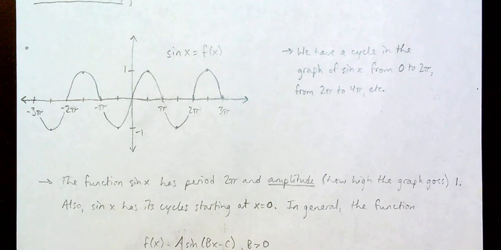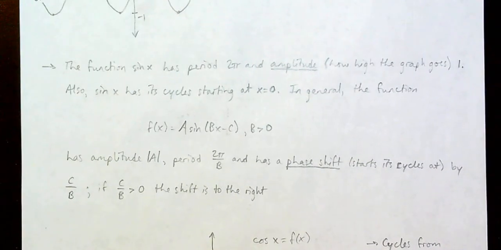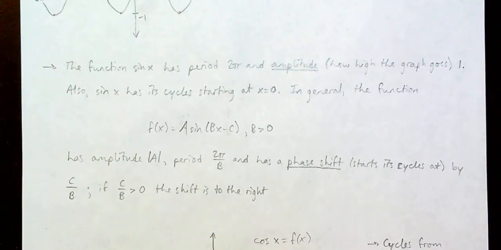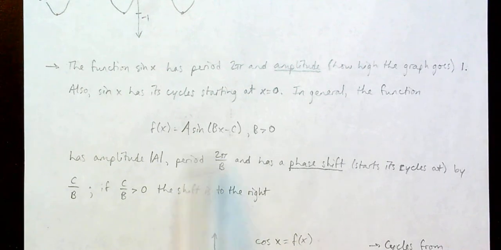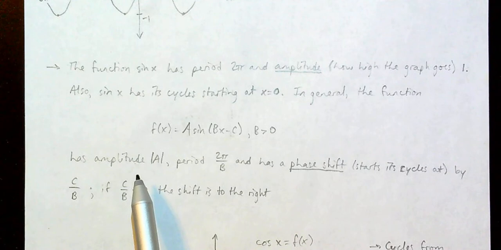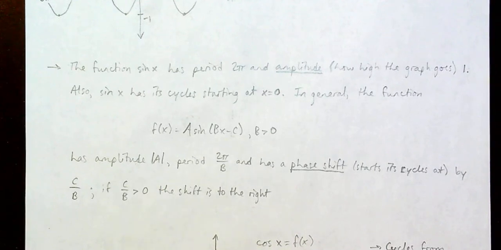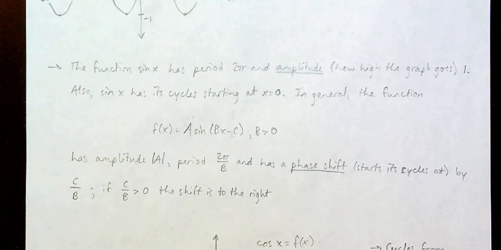Now, what's the most general type of trig function we can see? It's something of this form: f of x equals a times the sine of the quantity bx minus c. b is always going to be a positive number there. Now, what does this function have in terms of amplitude and period and something called a phase shift? For this function, the amplitude is the absolute value of a. We specify that it's the absolute value of a because sometimes a is less than 0, and that has a different impact on the graph of our function.